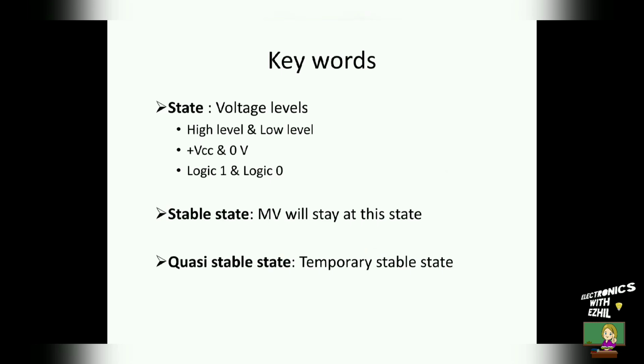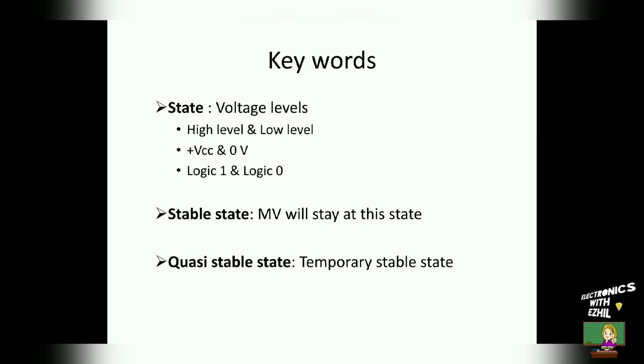They are state, stable state and quasi-stable state. State is actually voltage levels. They are high level and low level. High level means plus VCC, which is 12 volt for transistorized electronic circuits, and low level is 0 volt. In either way, it can be called as logic 1 and logic 0 in terms of digital electronics.